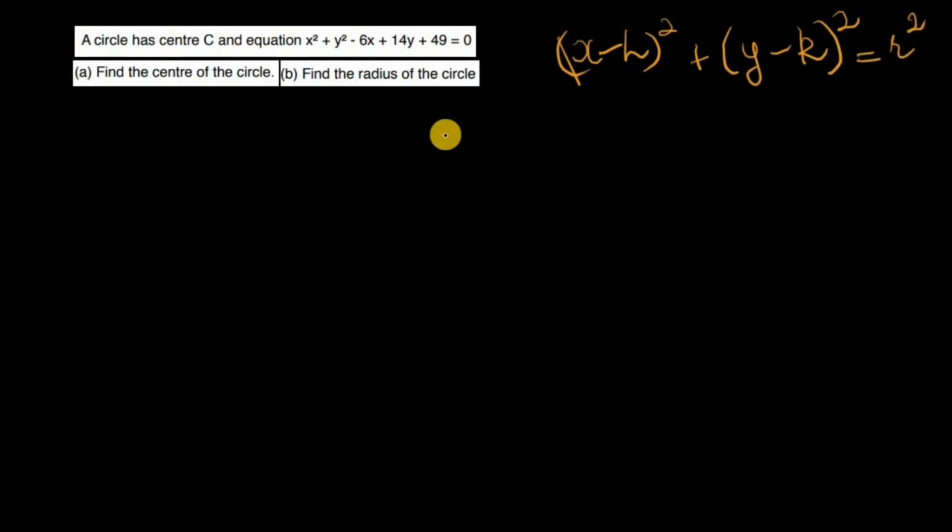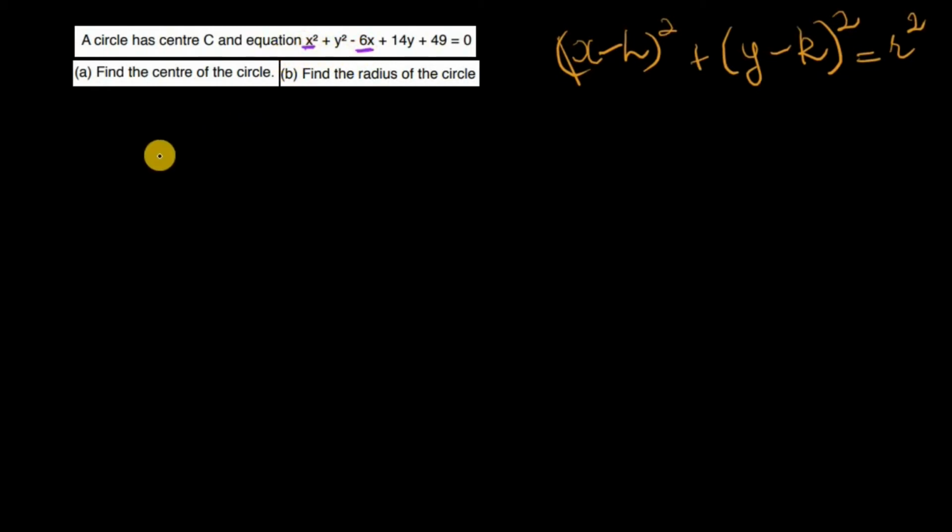And the standard form of a circle is x minus h squared plus y minus k squared equals the radius squared. And to get from here to here, I essentially need to complete the squares for both the x terms and the y terms. So actually, let me show you how to do that.